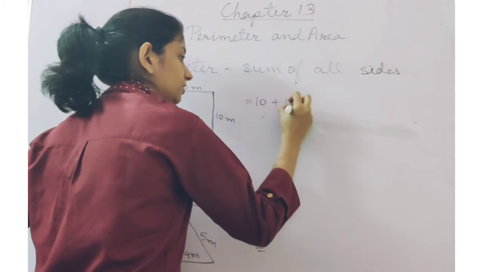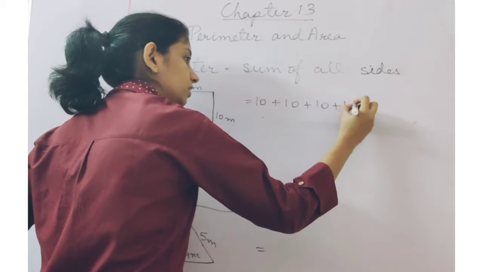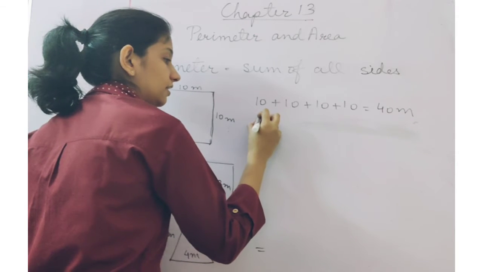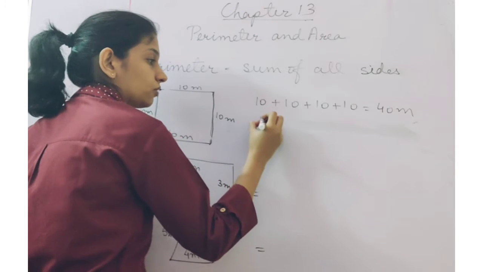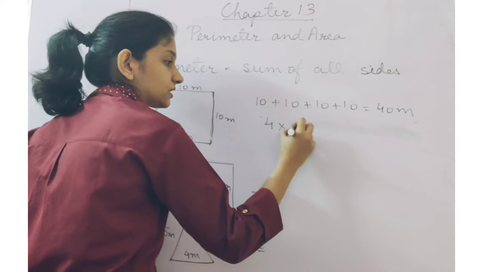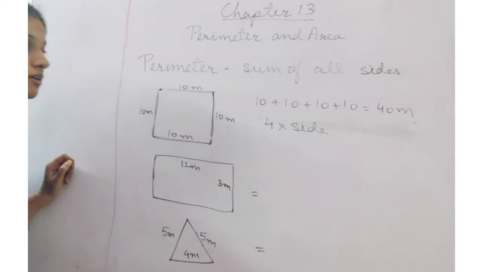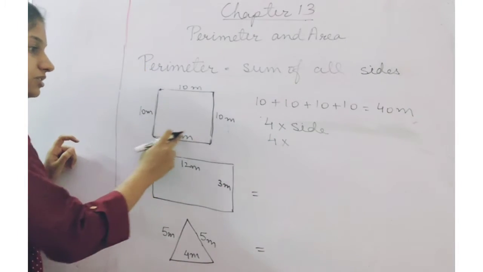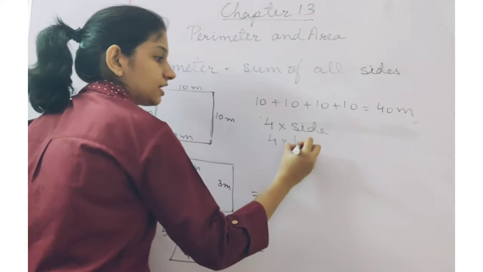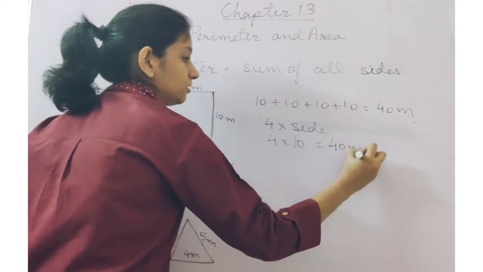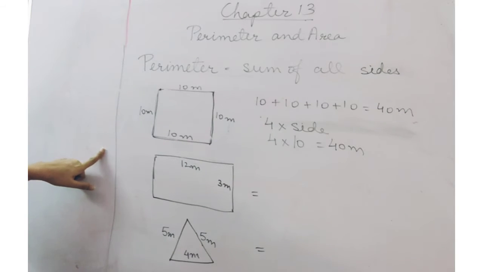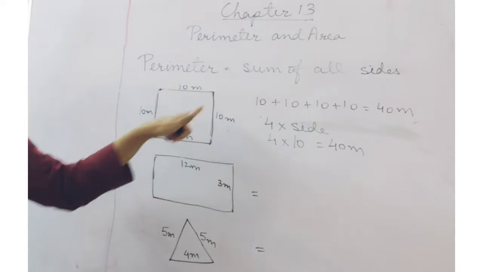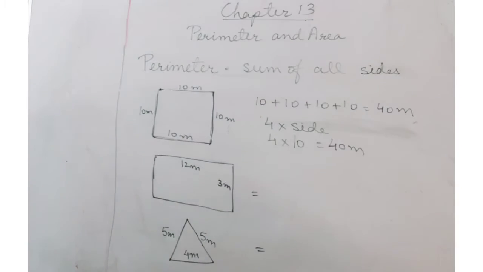Alright, this is 40 meters. Now another way of doing this can be if we multiply the length of each side by 4. So that means 4 into side. So perimeter of square can be 4 into side. Why are we multiplying by 4? Because there are 4 sides and the length of each side is 10. So the answer will be 40 meter. So perimeter of square will be 4 into side, that is 40 meters. So both ways it is the same, whether you add all the sides or you use this formula.